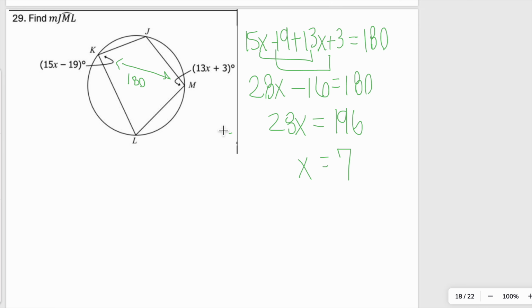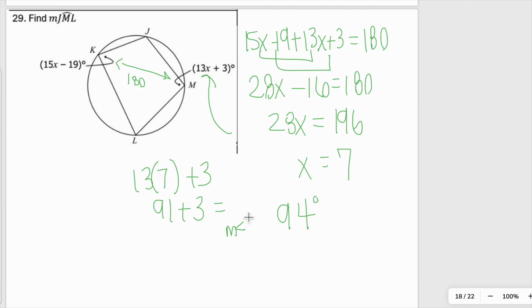So angle JML, I'm going to plug in 7 right there. 13 times 7 plus 3, or 91 plus 3 is going to give me 94 degrees for the measure of angle JML. So in order to do arc JML, I might need to also find the opposite of that. My bad. So let's reverse that little real quick. 15 times 7 minus 19. 15 times 7 is going to give me 105, minus 19 is 86.